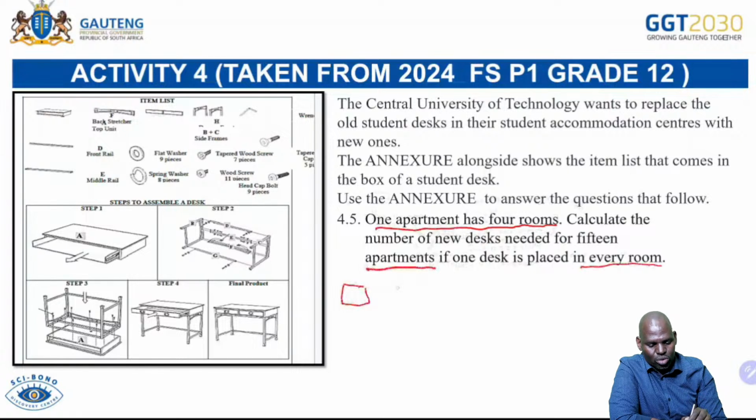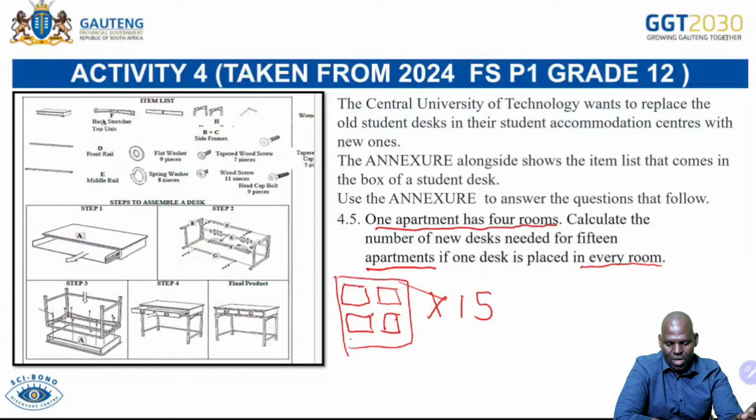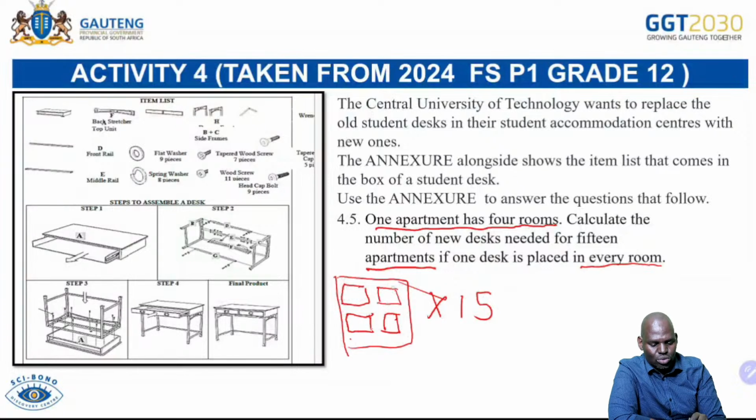How many rooms does an apartment have? 4 rooms. In this 1 apartment, there are 4 rooms. Then they must put a table in each room. But how many apartments are here? There are 15 apartments. 1 apartment has 4 rooms, and there are 15 apartments. So in this case, we're going to have 1, 2, 3, 4. So it's 4 times 15. Then we get 60.